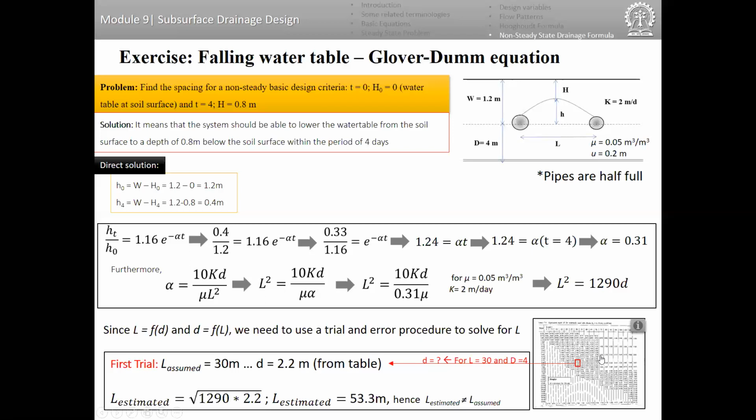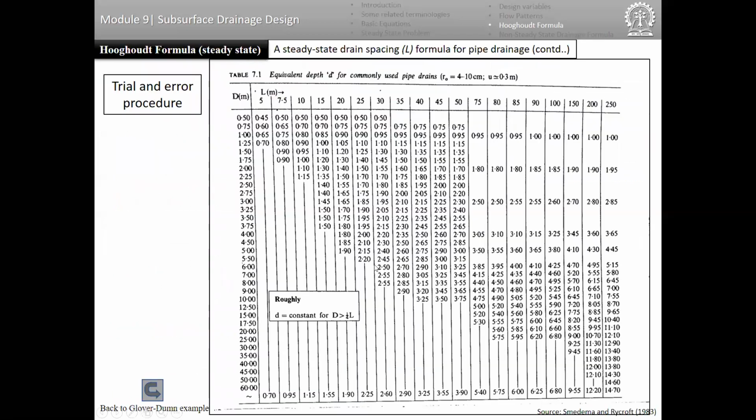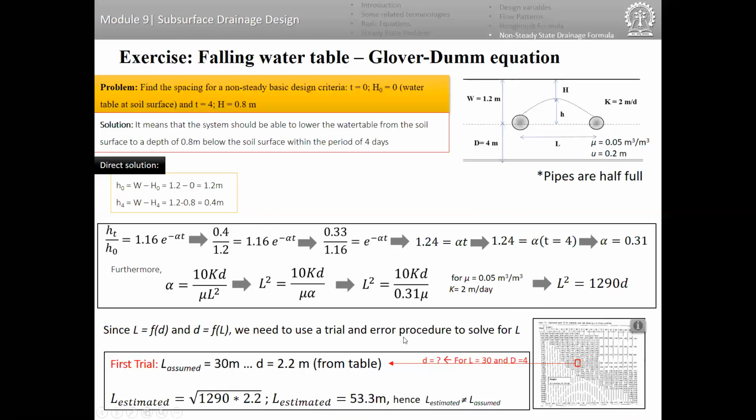Let's assume L is equal to 30 and capital D is given as 4. So D is equal to 4, and for this the value from the table is 2.20. Substitute the value here. L estimated is equal to 1290 multiplied by 2.2 from this table, so L estimated is equal to 53.3. Initially we assumed L equal to 30 meter, and now we estimated 53.3. These two are not the same, so our initial guess is not correct, and we have to take another value of L.